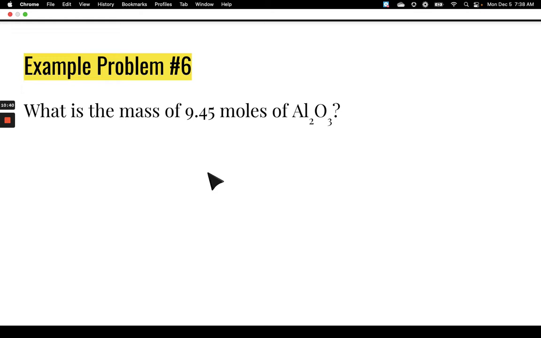So let's try this one. What is the mass of 6.45 moles of aluminum oxide? You're going to have to find the molar mass of aluminum oxide first, and then you're going to have to set up your T-chart to figure out the mass. So let's look at that. Maybe stop, see if you can do it.